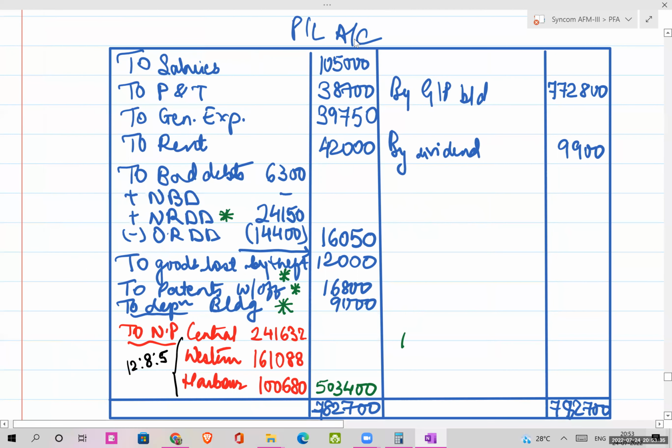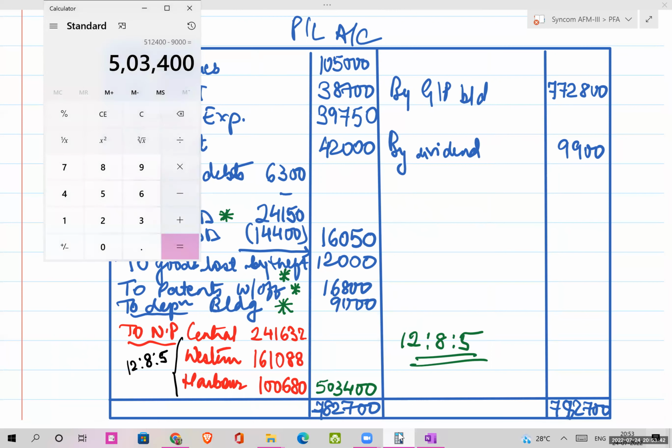In which ratio will I give it? The new ratio I calculated just now, the 12:8:5 ratio. So 12 plus 8 is 20, 20 plus 5 is 25. That means my denominator is 25. 5,03,400 into 5 divided by 25 gives 1,00,680. Second, 5,03,400 into 8 divided by 25.